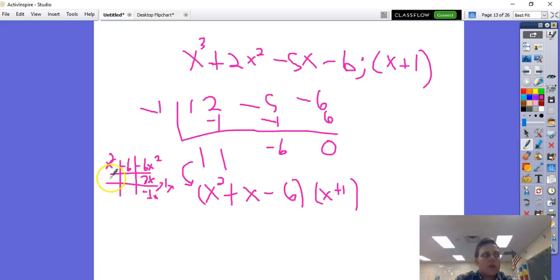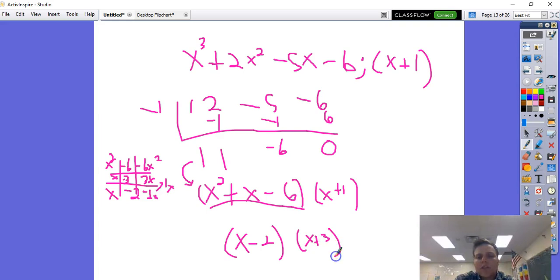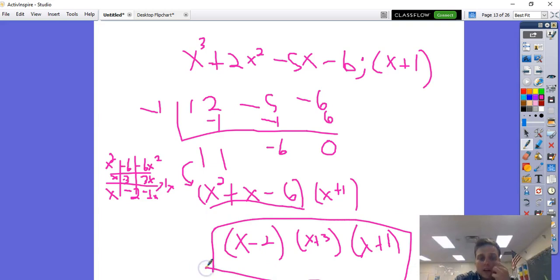X squared and 3x, what do they have in common? X. X squared and negative 2x, what do they have in common? X. X times 3, x times negative 2. So then we can factor this down to x minus 2, x plus 3, and then don't forget about your factor of x plus 1 that we got from earlier. So bam. So we then know our original polynomial, x cubed plus 2x squared minus 5x minus 6, can be factored down to this right here.